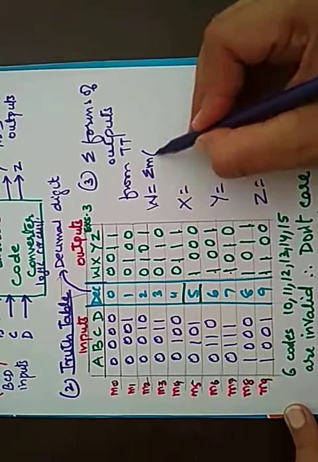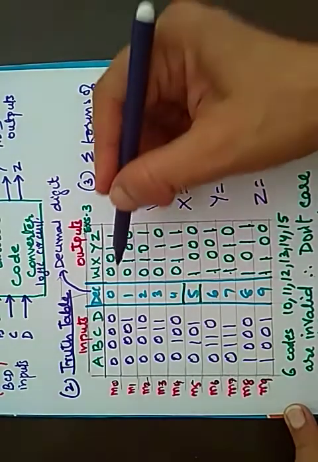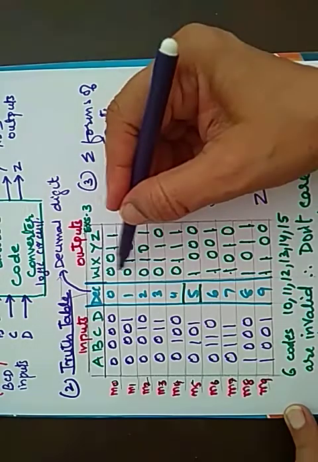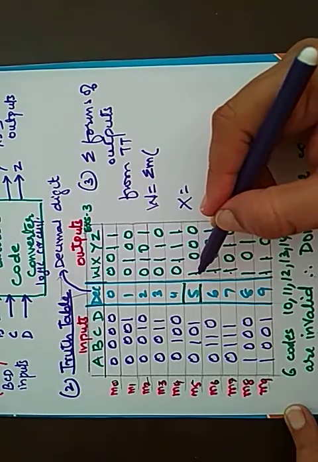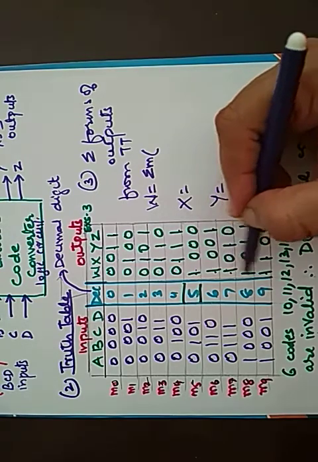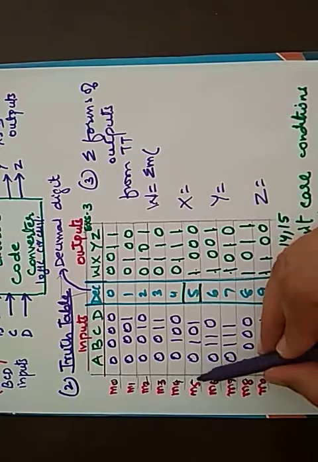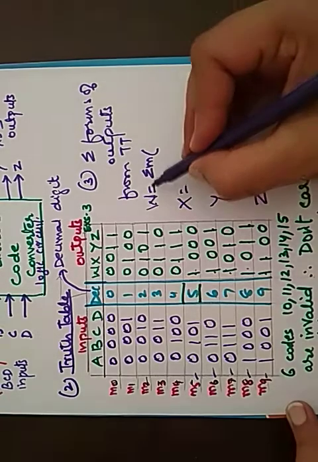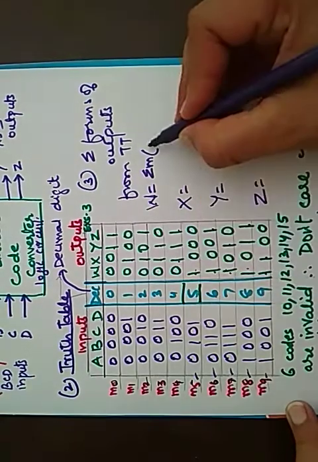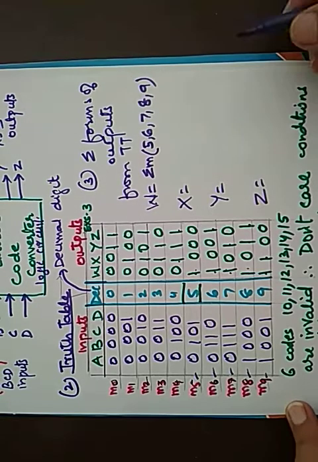W will be, how do we write the sigma form? Sigma is sum of minterms which are 1. So you carefully see the W column. Where do we have a 1? 1, 1, 1, 1, 1. What is this minterm combination? This combination is 5, 6, 7, 8, 9. So W will become sigma M 5, 6, 7, 8, 9.